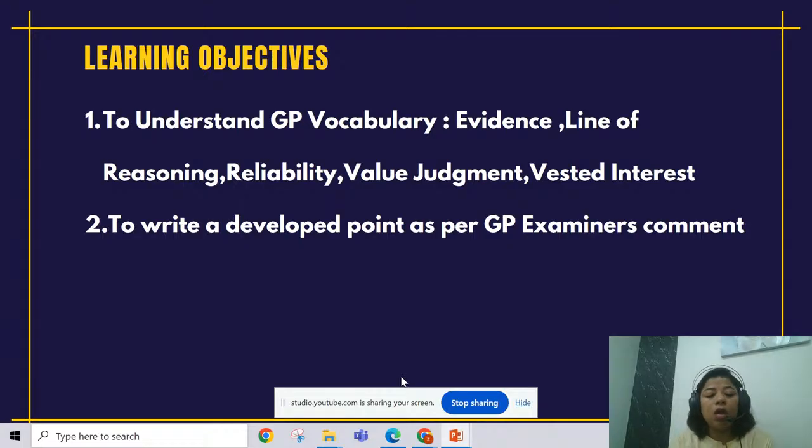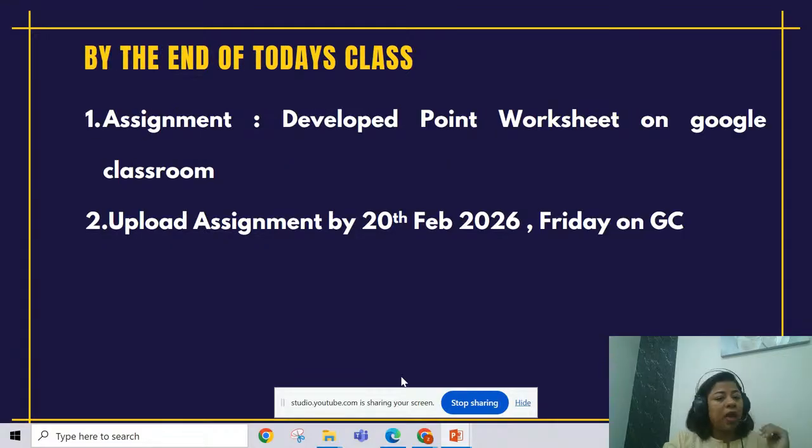Now, the most important thing is that many times students confuse a developed point with lengthy answers, and that is a myth I'm going to break today. It doesn't matter whether you're writing 5 sentences or 10 sentences. If it is not following the structure that global perspective demands, you will end up losing a lot of marks in writing a developed point.